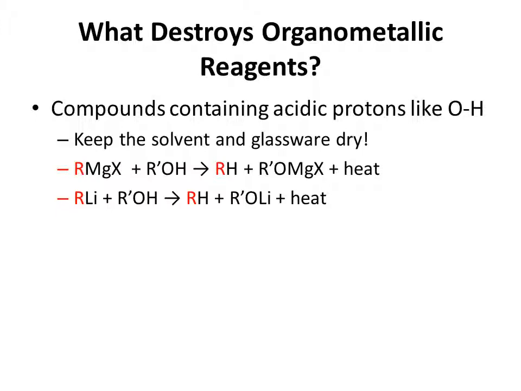When the Grignard reagent RMgX reacts with something with an OH group, and the example that I'm showing here is an alcohol, the acidic proton transfers to the negatively charged R group, and you get RH. You also produce the salt R'OMgX, and a lot of heat. One of the effects of having any Grignard at all reacting with traces of acidic protons is you generate an exothermic reaction, which can potentially be explosive. So you really have to be very careful about this.